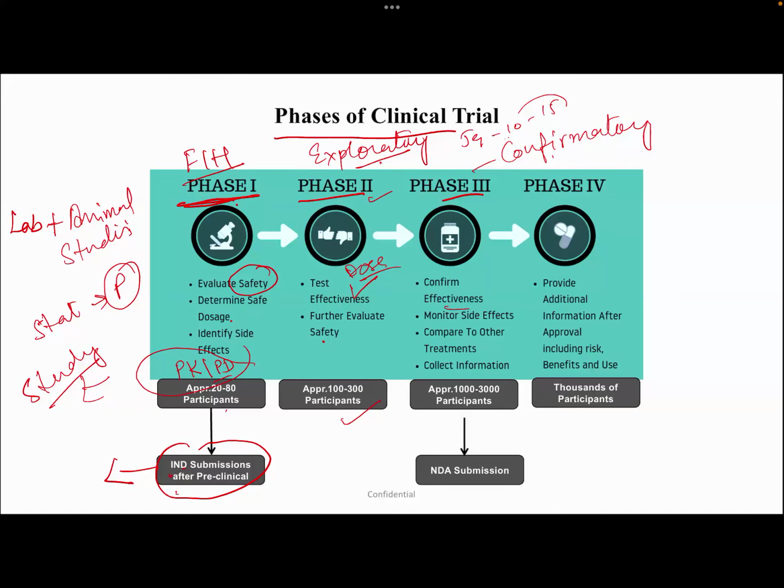So here you determine the effectiveness, with a larger number of people, participants. See, I've also started using the term participant. They are much more. Then if this is successful, you file the NDA application. Then after this, you can enter into pharmacovigilance, phase 4 studies, because you have to collect additional data after approval to see the risk-benefit profile.